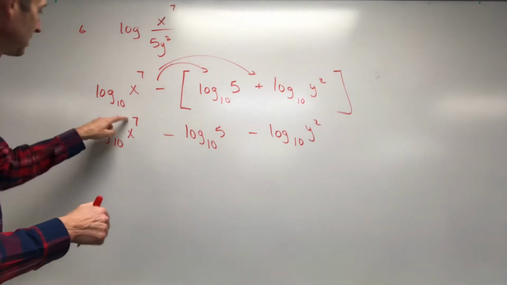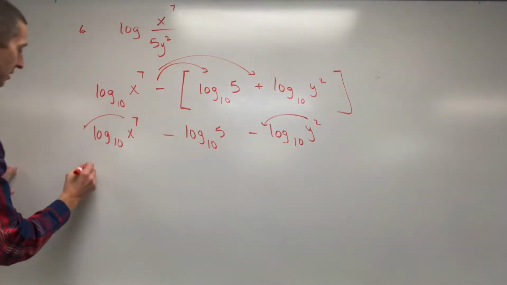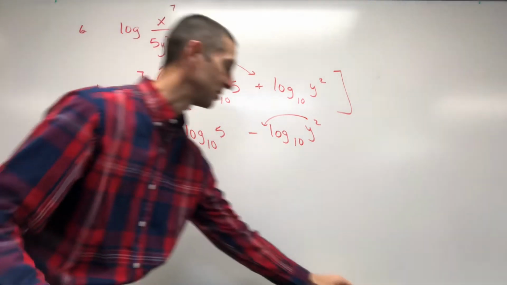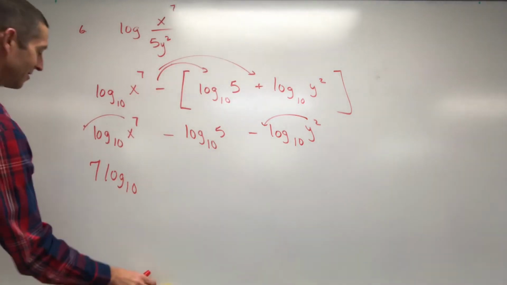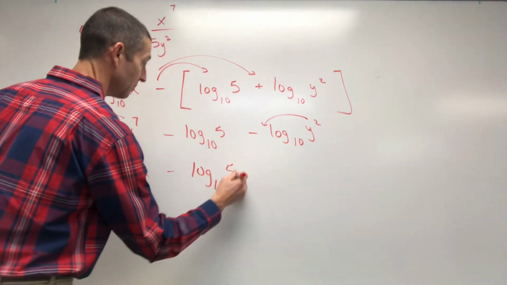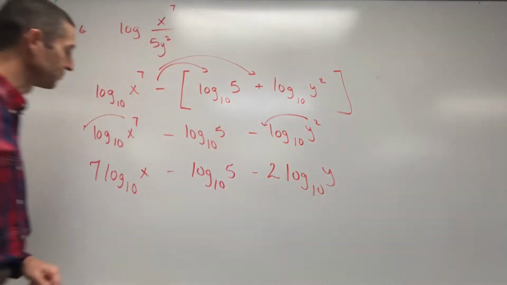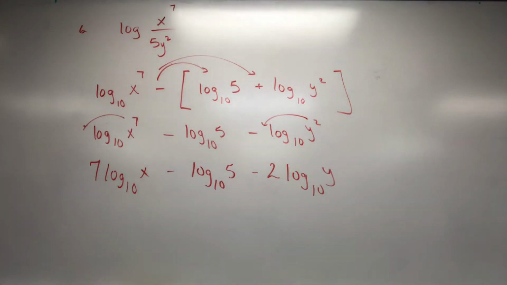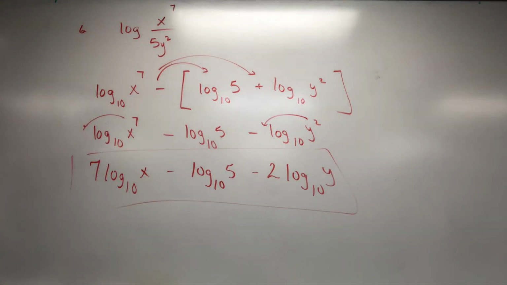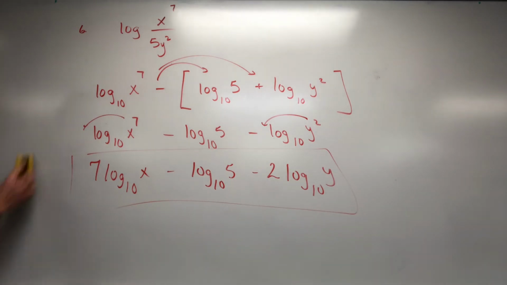All right, let's fix these exponents out in front. Exponent out in front, and then we're done. Log 10 of x, sorry, minus log 10 of 5, minus 2 log 10 of y. So there you go. That'd be a final answer. All right, expanding them.